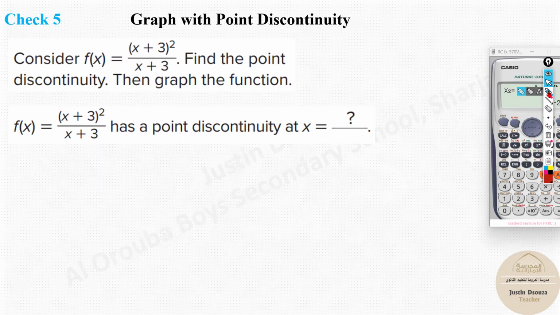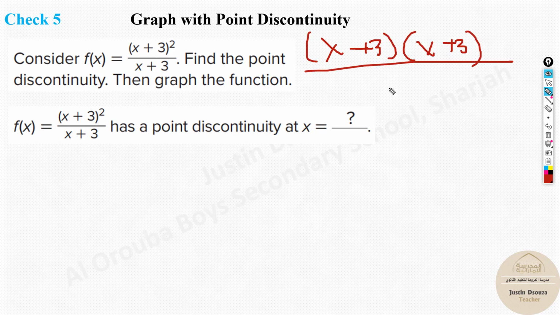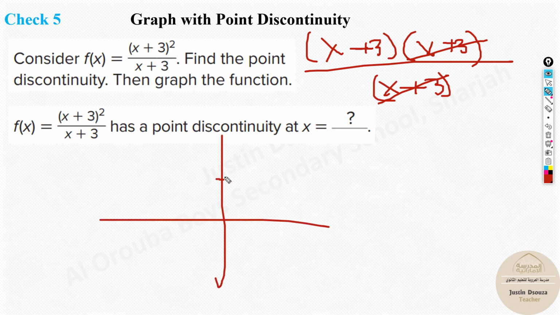Now even over here, you don't need to use a calculator or anything. Why? Because it's direct over here. (x plus 3) the whole square means (x plus 3)(x plus 3). These are the factors, and the denominator is x plus 3. Cancel this term with the numerator and you're just graphing x plus 3. You will have a straight line. Okay, that's a very bad line, but you get it, right?